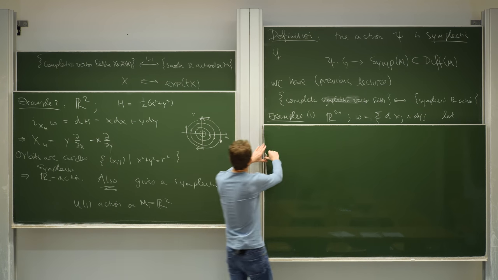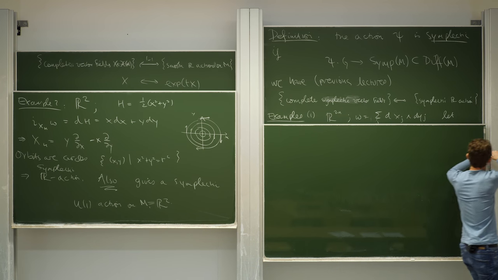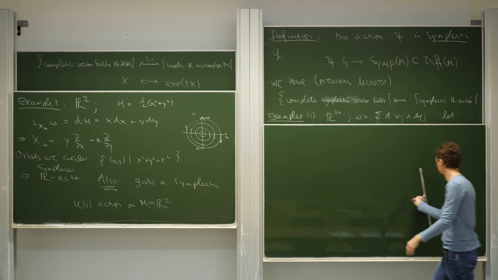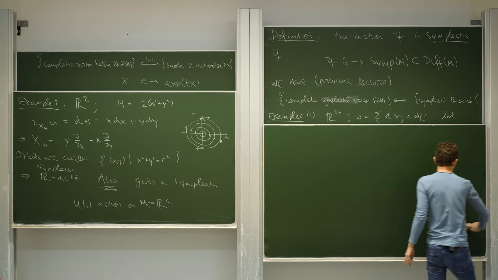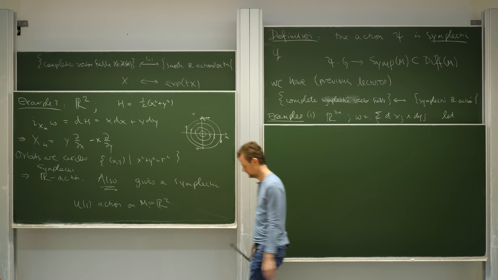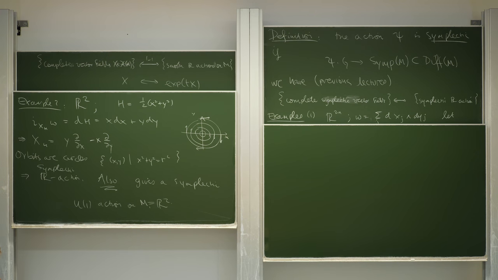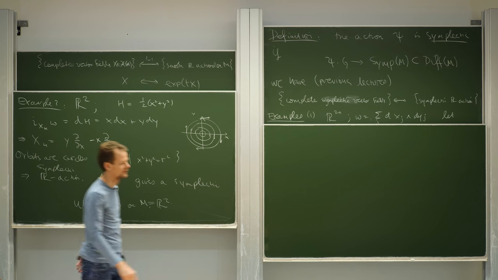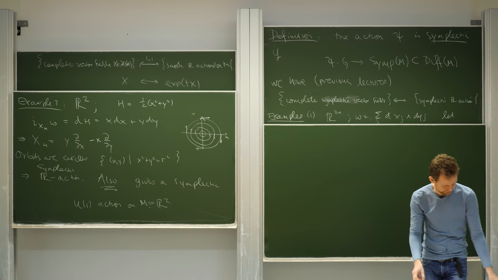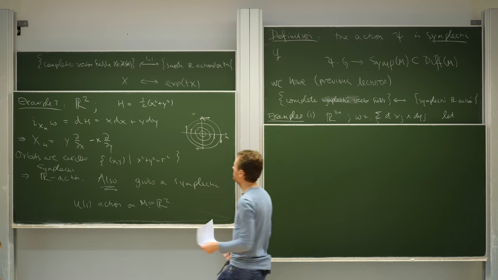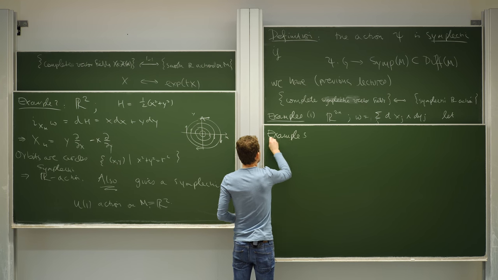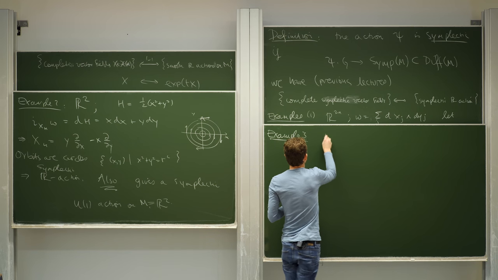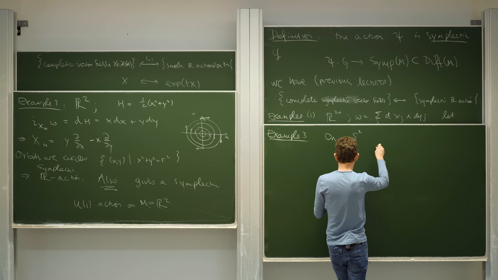The third example will be hardly different from the first two, except that it'll be compact. So there's this miraculous example of a symplectic manifold, namely the two-sphere, which doesn't generalize, but it's still a nice example. So there we've also met some symplectic vector fields on the surface of the two-sphere.